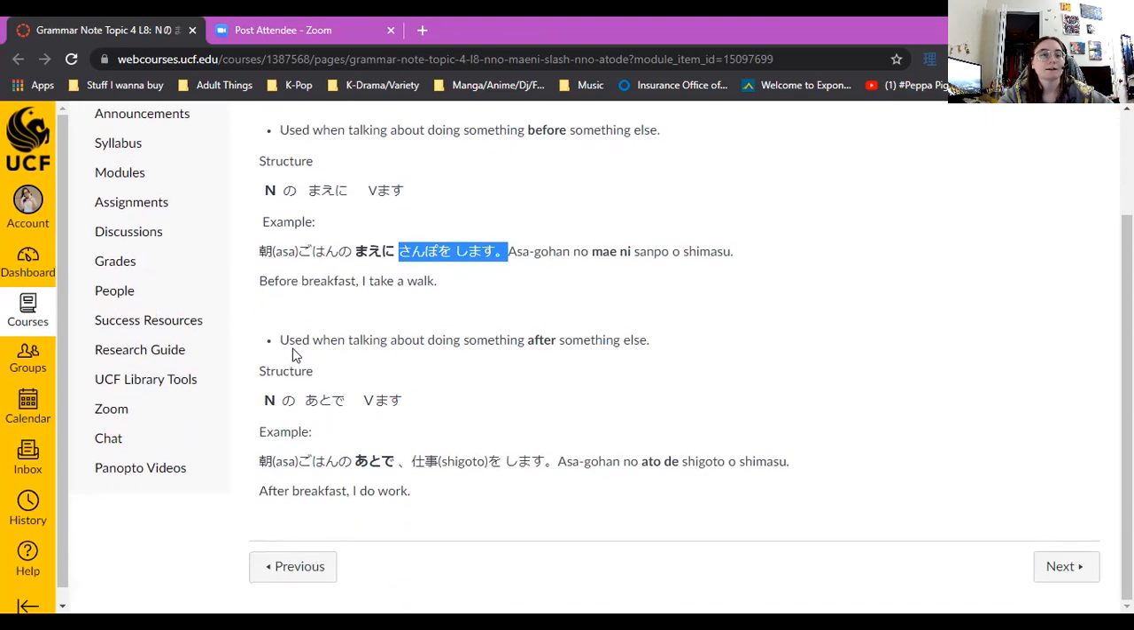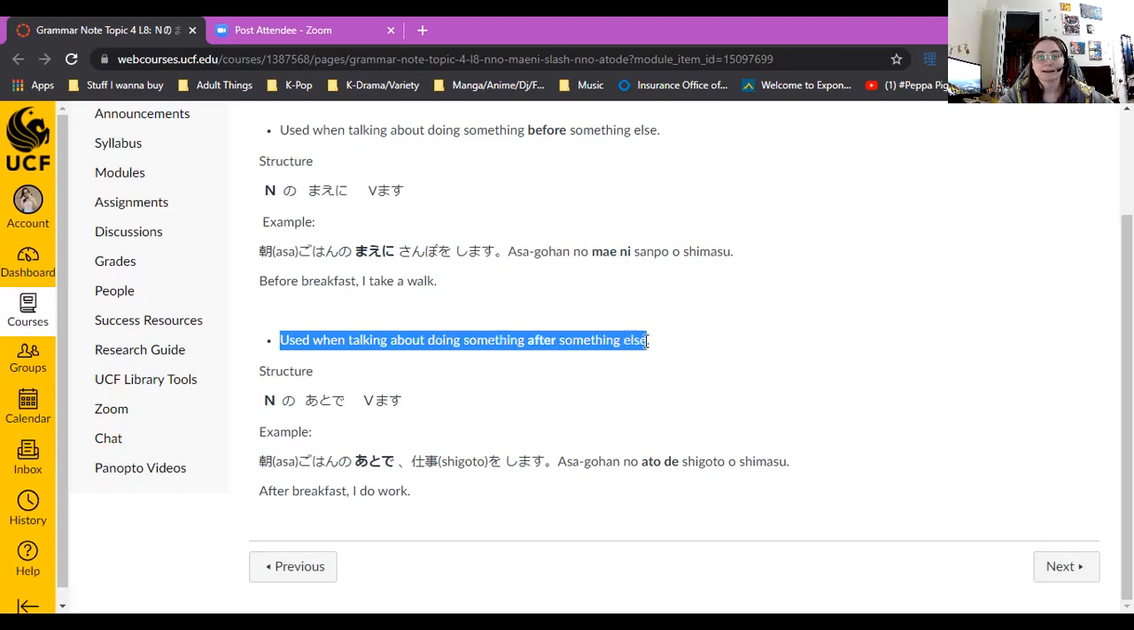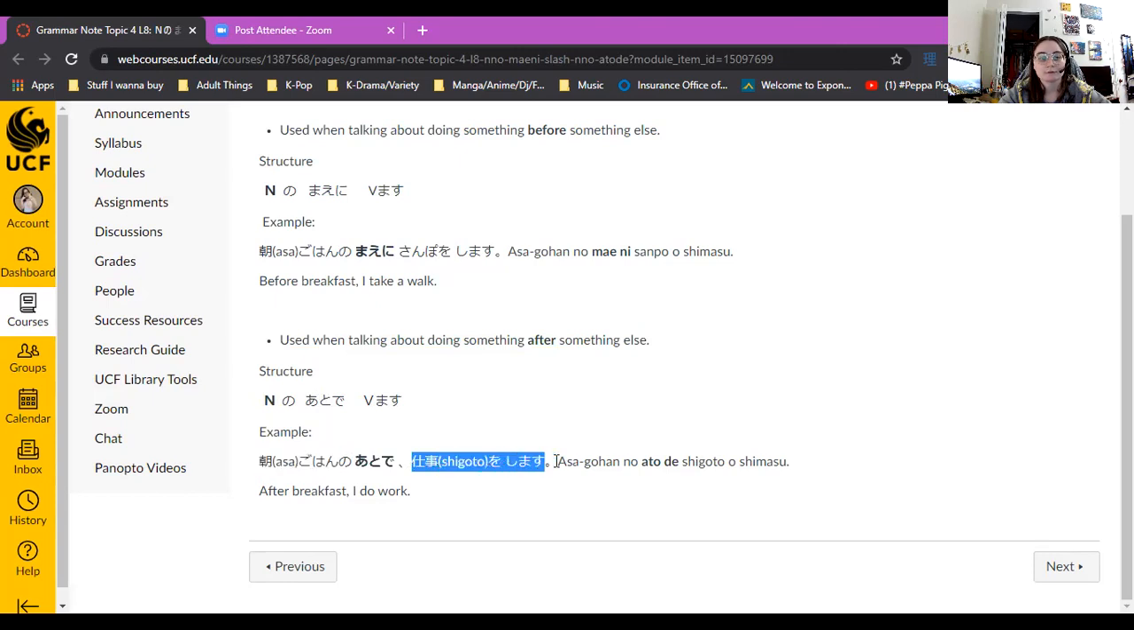And then this next one is used when talking about doing something after something else. So it's noun no ato de verb masu. Okay, and then the example is asagohan, so breakfast, no ato de, so after, shigoto o shimasu. So after breakfast, you go to work.